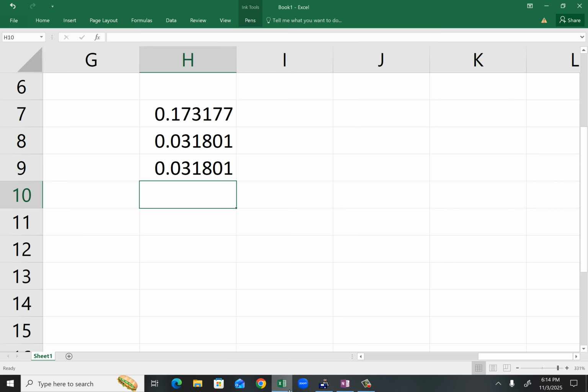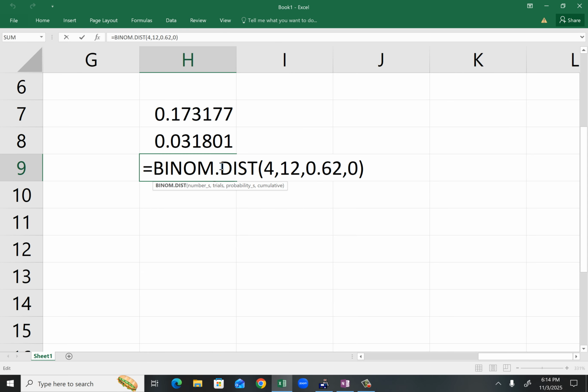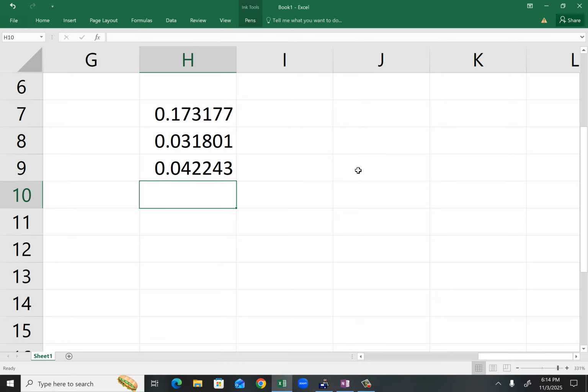I feel like that's what I got before. So when I plug this in, remember that's going to be x, comma n, comma p, comma 0, which is the PDF. If I say 1, then yes, I want cumulative. That gives me less than or equal to.